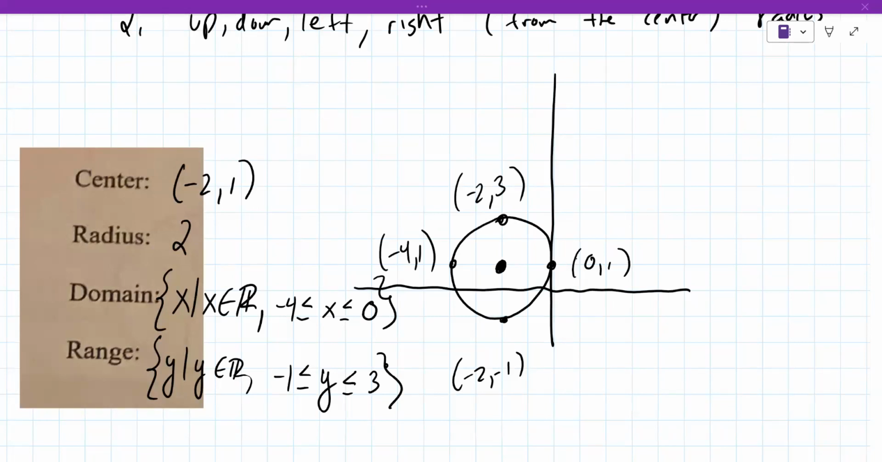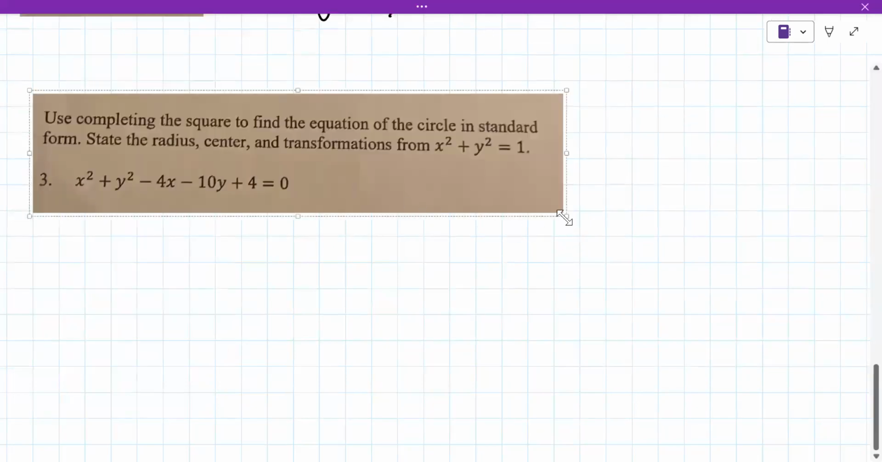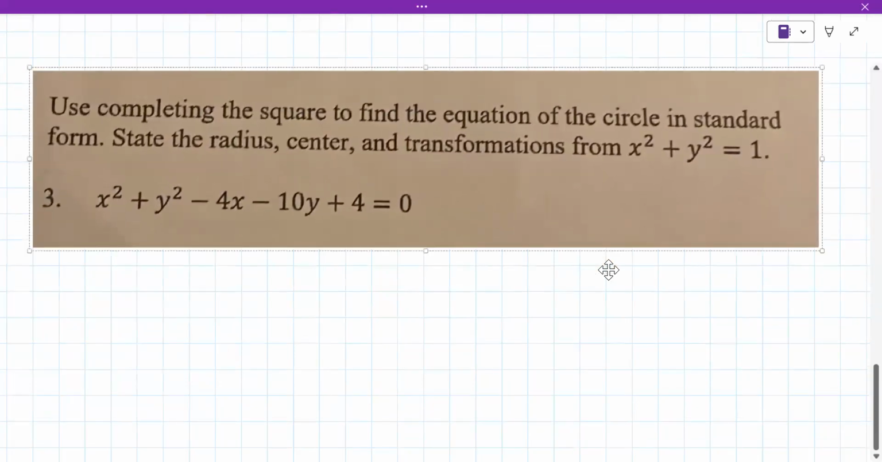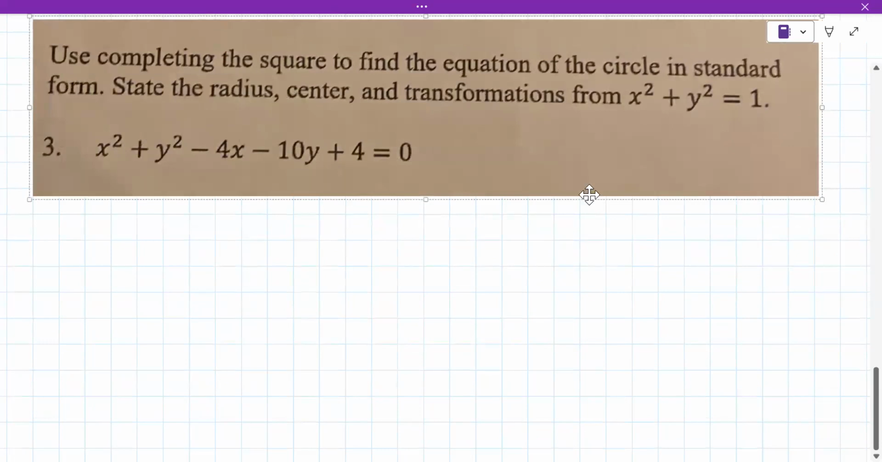Complete the square to find the equation of the circle in standard form. State the radius and center. I'll show you how to complete the square.